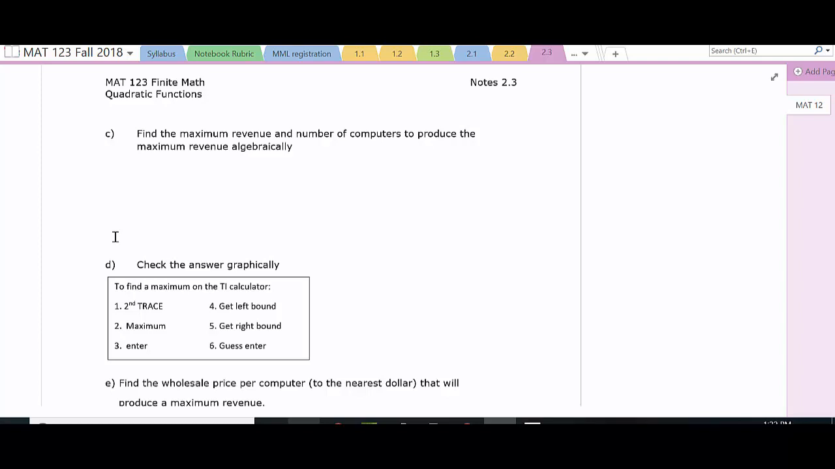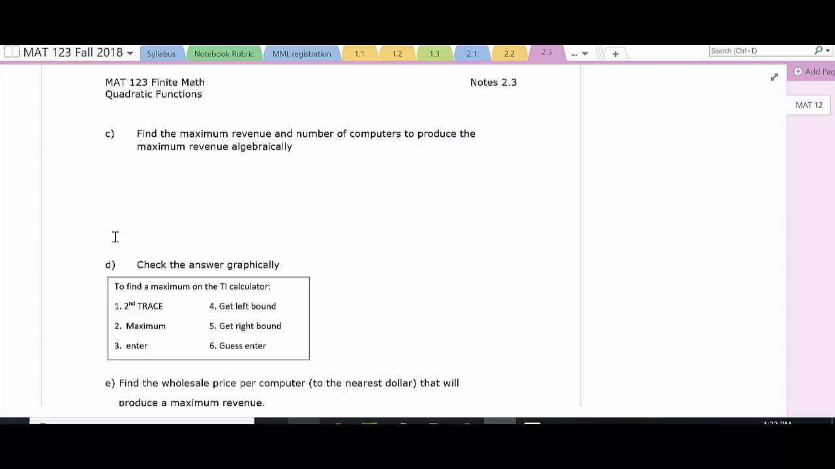So you want to go second, trace, then go to where it says maximum. So I'm going to go down, I think that's number 4, press enter. That's going to be asking for a left bound and a right bound. So look at where your maximum is. You can see where that high point is.